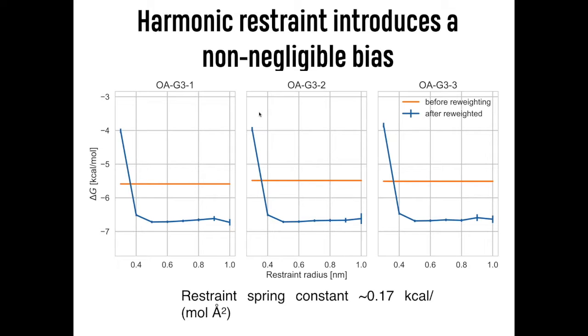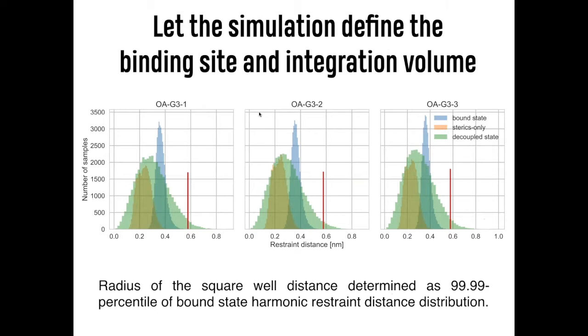So we try to make it as less arbitrary as possible. The good news is that it doesn't matter that much, but we adopted this strategy. We are basically selecting the 99.99 percentile of the restraint distance in the bound state. So the idea is we want the simulation to define, if it's a well-behaved simulation, like in this case, where the guest doesn't leave the binding pocket and remains there. We let the simulation define what is the binding site, and we try to get all the samples from here.